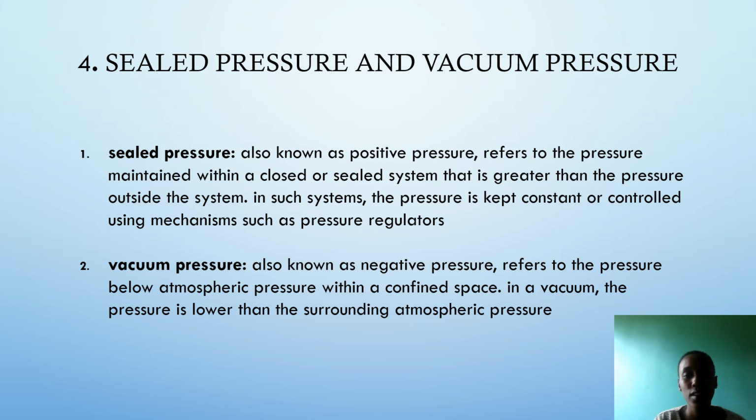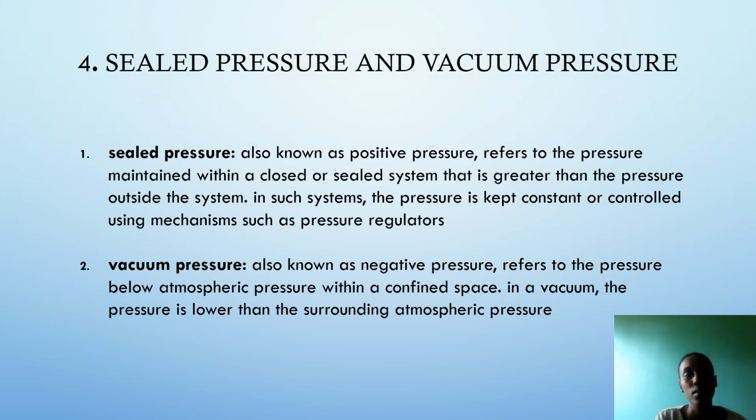Negative pressure refers to pressure below atmospheric pressure within a confined space. In a vacuum, the pressure is lower than the surrounding atmospheric pressure. You see, the sealed pressure and the vacuum pressure are really different. The sealed pressure is opposite to the vacuum pressure.